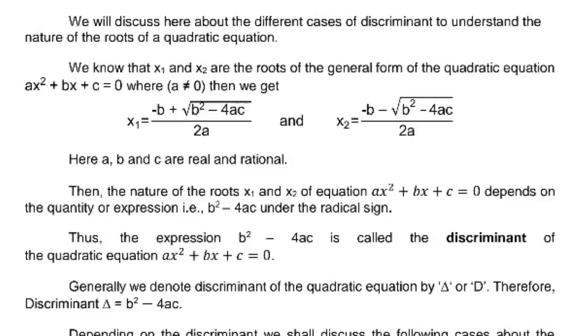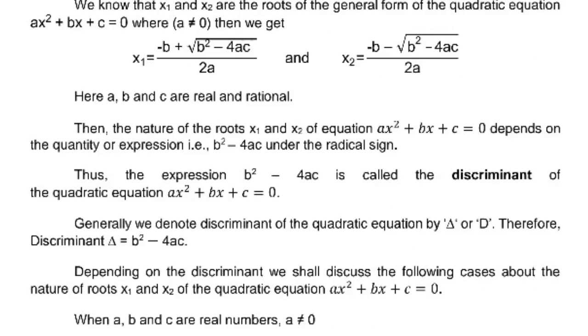So here a, b, and c are real and rational. Then the nature of the roots x sub 1 and x sub 2 of the equation, ax squared plus bx plus c equals 0, depends on the quantity of the expression b squared minus 4ac under the radical sign. Thus, the expression b squared minus 4ac is called the discriminant of the quadratic equation, ax squared plus bx plus c equals 0. So generally, we denote discriminant of the quadratic equation by a triangle, or this is delta, or capital D. Therefore, discriminant is equal to b squared minus 4ac.